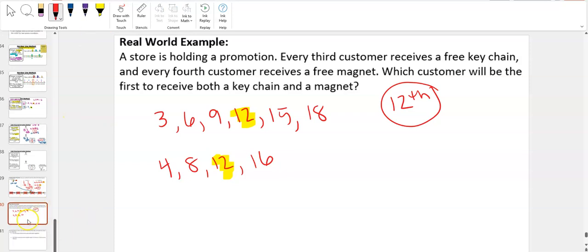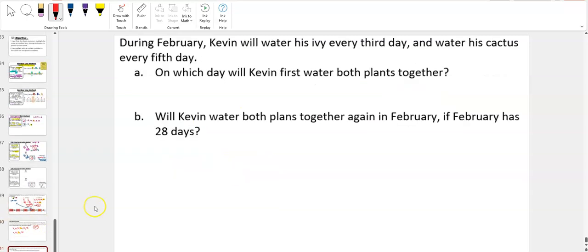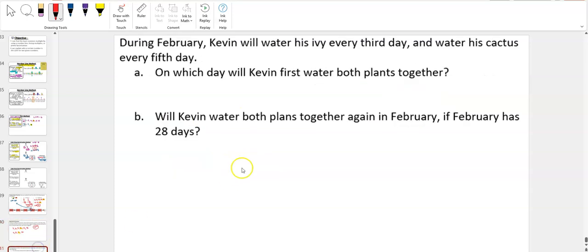And it's that simple. So down here we have another one that's pretty similar. All right, so during February, Kevin will water his ivy every 3rd day and his cactus every 5th day. On which day will Kevin first water both plants together? And will Kevin water both plants together again in February, if February has 28 days? So go ahead and try this one on your own, similar to the one we just did here. Find the LCM and see if you can answer the second part as well. And then join us again and see if you're right.